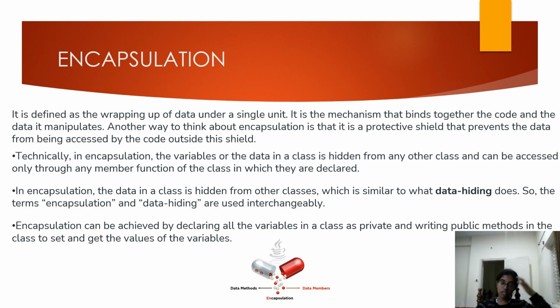Technically, in encapsulation, the variables or the data in a class is hidden from any other class and can be accessed only through an external member function of the class in which they are declared. In encapsulation, the data in a class is hidden from other classes, which is similar to what data hiding does. So the terms encapsulation and data hiding are used interchangeably. It can be achieved by declaring all the variables in a class as private and writing public methods in the class to set and get the values of the variables.